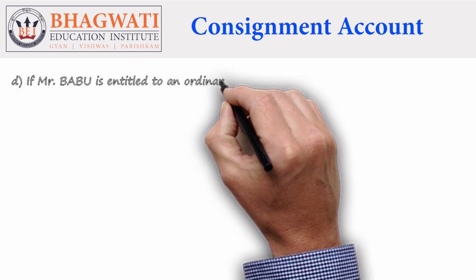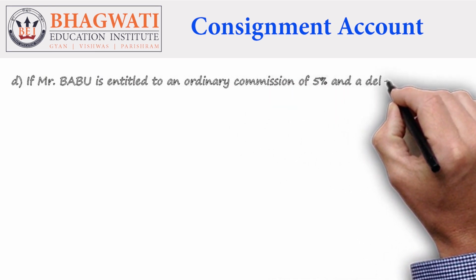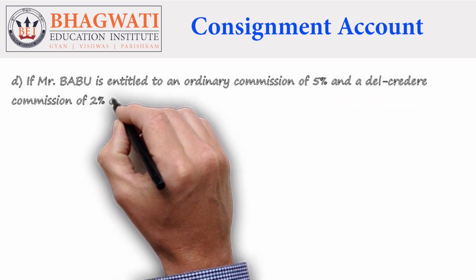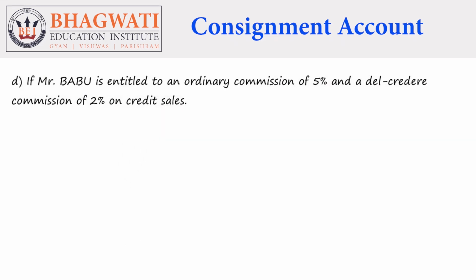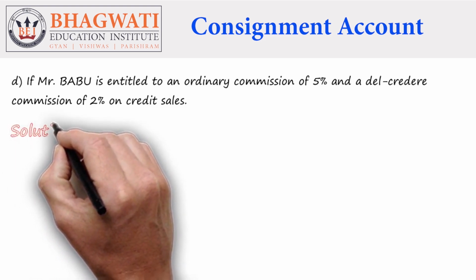If Mr. Babu is entitled to an ordinary commission of 5% and del credere commission of 2% on credit sales. Now, if you check this particular case, it is similar to the previous one with a minor difference. Last three words were not there in the previous case, but now I have included here the three words on credit sales. Now you cannot multiply directly 5% and 2% to total sales, because the 5% is to be calculated on the base of total sales, whereas del credere commission is to be calculated at the base of credit sales, right? So let us discuss the solution for this one.